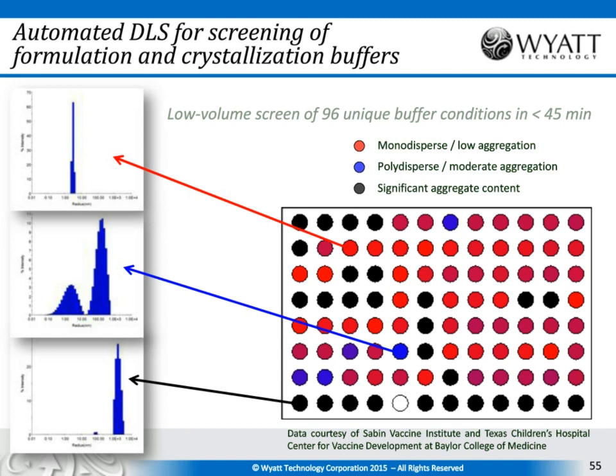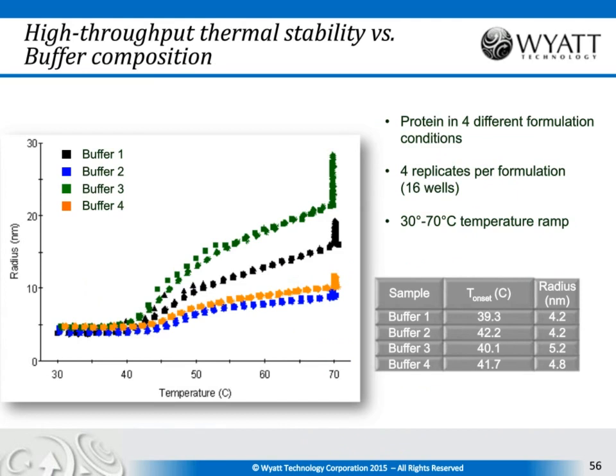You can also ramp the temperature in both of the instruments, both the cuvette and plate-based instruments, and that's useful in understanding the conformational stability, which is indicated by the temperature onset of unfolding or aggregation.